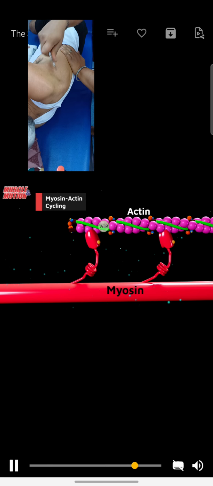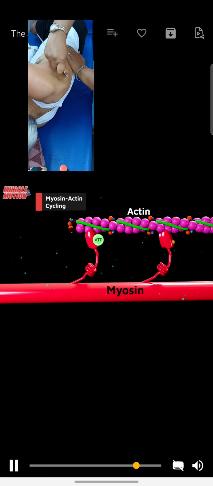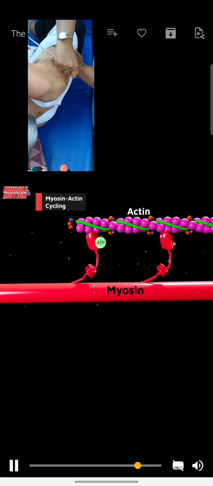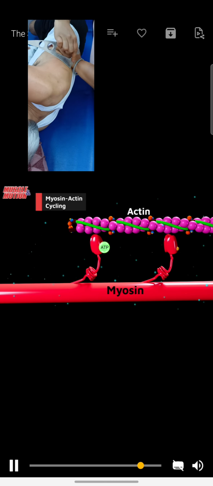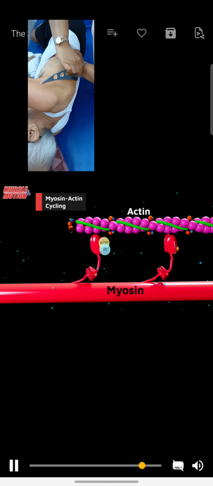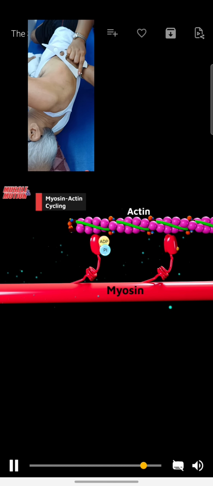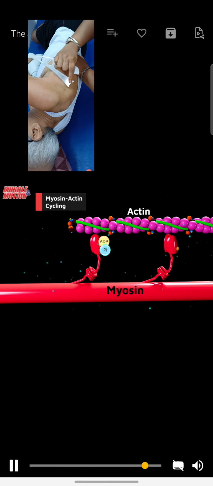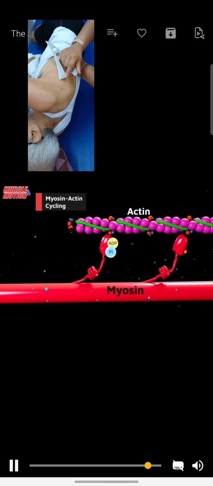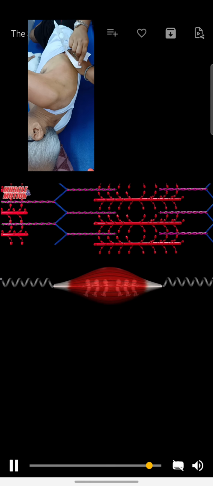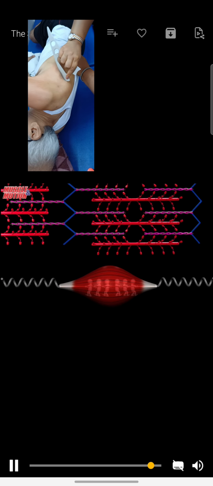4. A new ATP molecule binds to the myosin head, causing the separation of the actin-myosin cross bridge. The ATP is subsequently hydrolyzed to ADP and inorganic phosphate, and the energy transferred from the ATP to the myosin head causes it to cock back, like the trigger of a gun cocks the hammer. This contraction cycle will continue until the nerve signal stops.